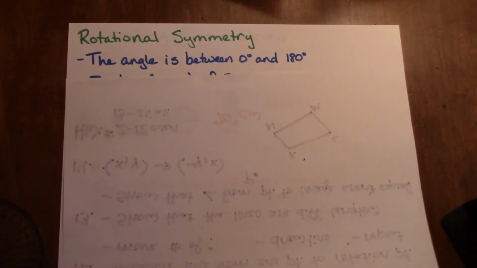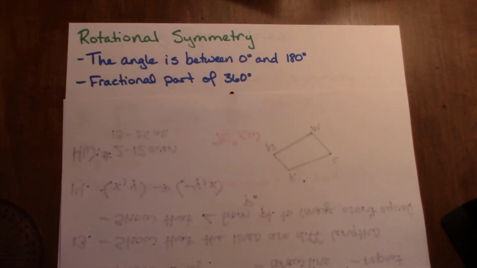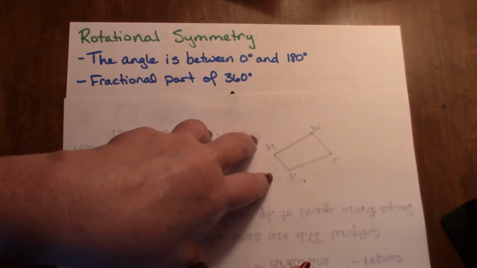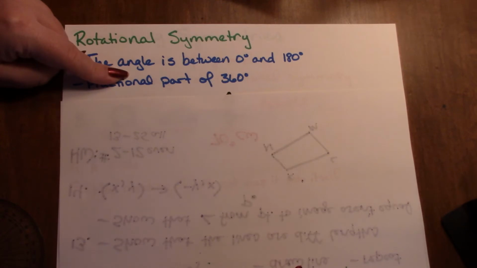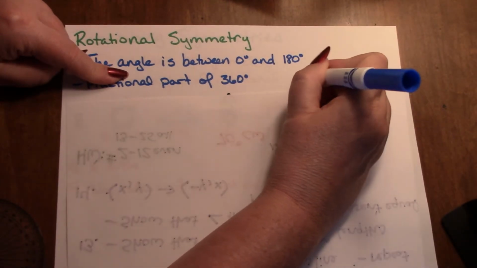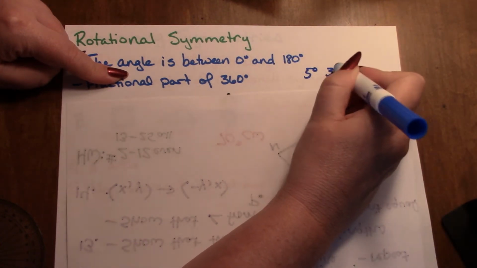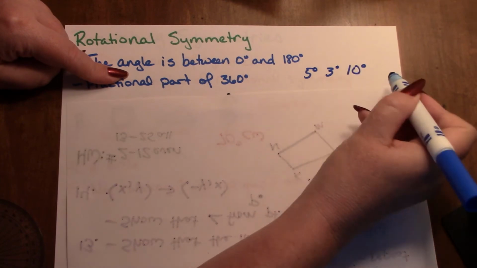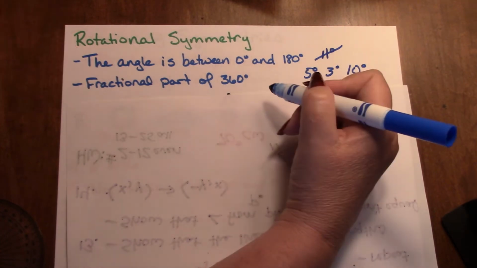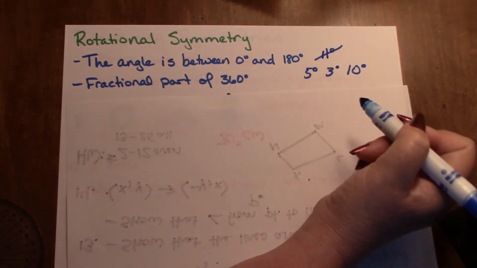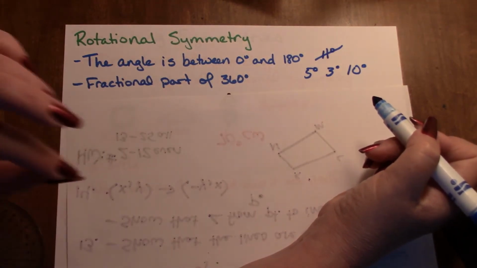Next, we're going to look at rotational symmetry, and there is an angle between 0 and 180 that you can turn something and have it land exactly on it, and that something has to be a fractional part of 360. It could be a 5-degree rotation because 5 goes into 360 evenly. It could be a 3-degree rotation. It could be 10 degrees. But it couldn't be 11 degrees because 11 does not go into 360 evenly. Every time you rotate it, it has to fit in every single part exactly.